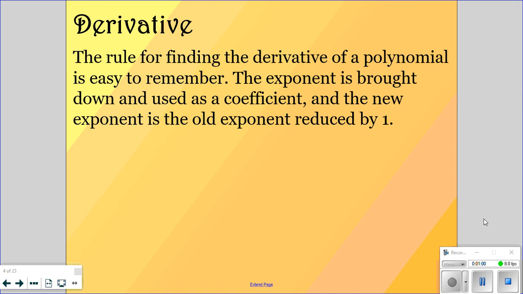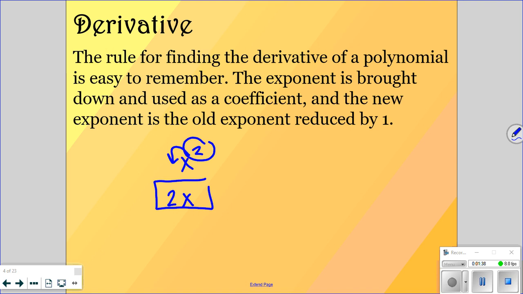The rule for finding the derivative of a polynomial is actually pretty simple. You're going to take your exponent and bring it down and use it as your coefficient. And then your new exponent is going to be the old exponent reduced by 1. So I'm going to give you a fairly straightforward example: x squared. The derivative, we're going to take this exponent and move it to the front. So that's going to become 2x, and then the new exponent is going to be 2 minus 1, which is a 1. And so that would be your derivative of x squared.